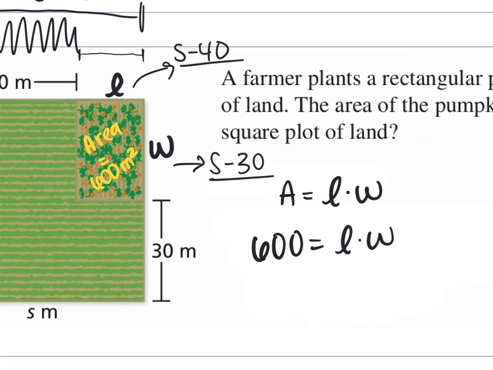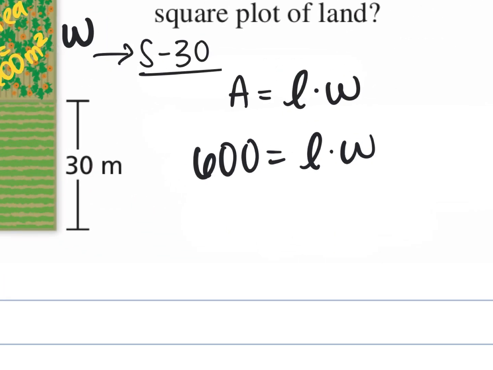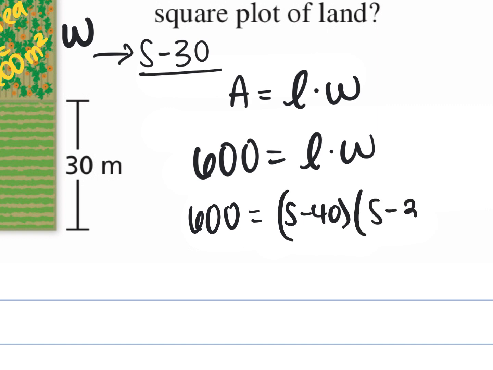So now, let's take these two and plug them into our area formula. What did we say length was? S minus 40. 600 equals S minus 40. And remember, we're multiplying it by the width. What did we say the width was? S minus 30.